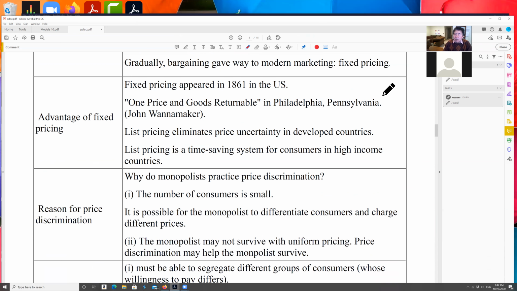Okay, so haggling and bargaining is a form of price discrimination. Sometimes the seller knows exactly how much to extract from consumers, okay?